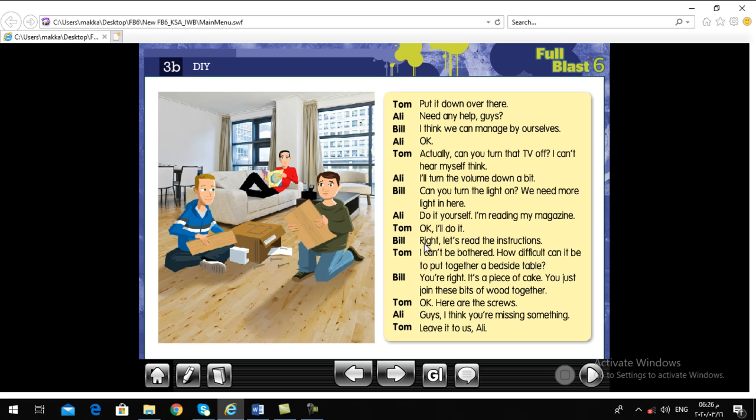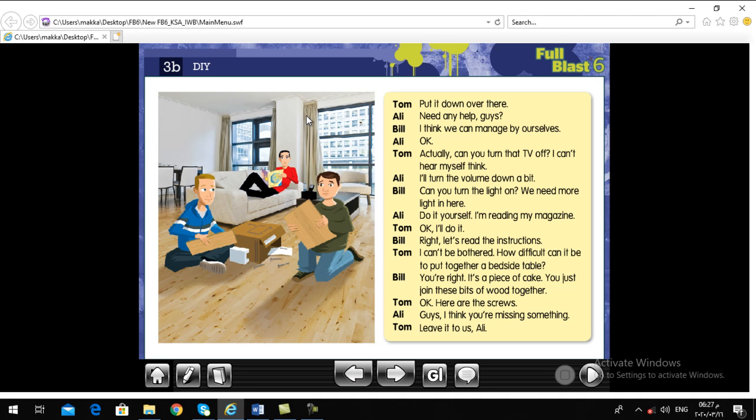Do you think it was difficult for them to do it? According to Bill and Tom, it was simple, easy. How do you know? Find evidence that they think it was easy. Tom said, "I can't be bothered. How difficult can it be to put together a bedside table?" "Can be bothered" here means I can spend too long doing this simple task. But what about Bill? What's the evidence that shows he thought it was so easy? He said it's a piece of cake.